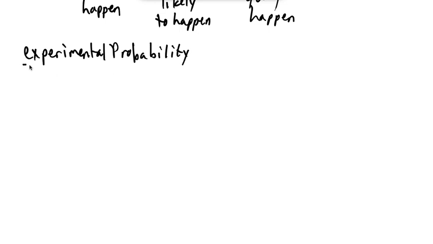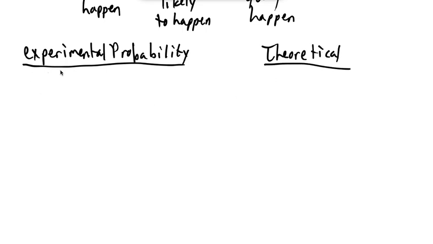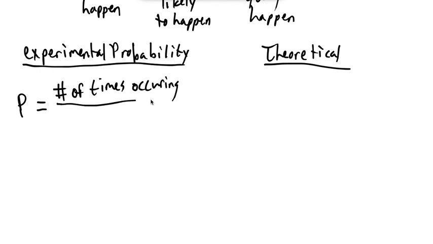The second type is theoretical. So for an experimental probability, which we shorten down to just being P or P of something, for an experiment, it's the number of times something occurs, and then we divide that by the total number of times we checked, or the total trials.